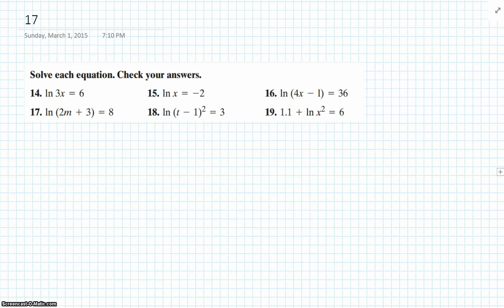Alright, 17 if we can get it done. The natural log of 2m plus 3 equals 8. So we could say 2m plus 3 equals e to the 8.